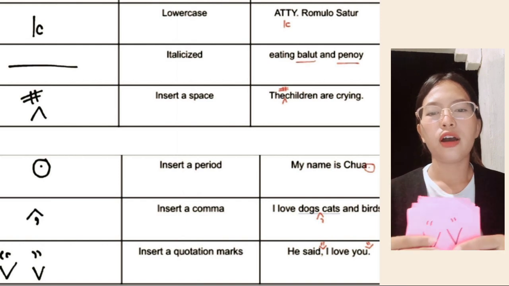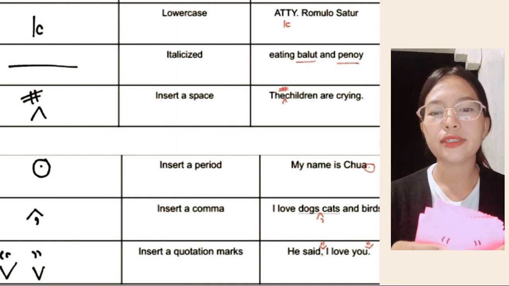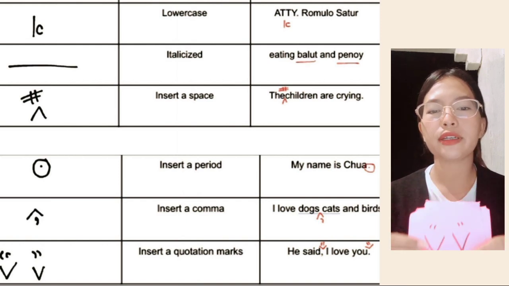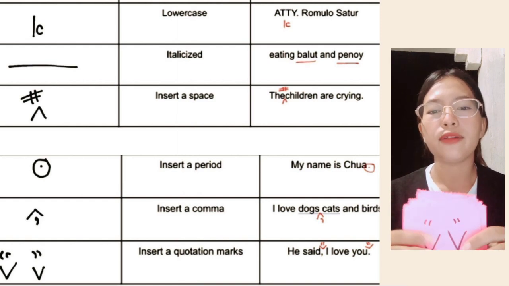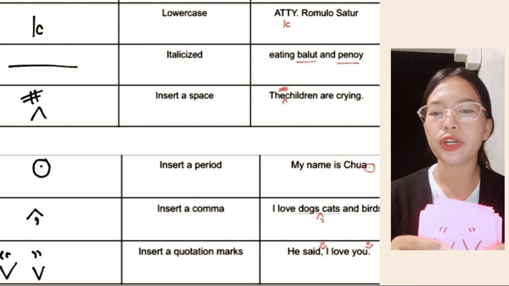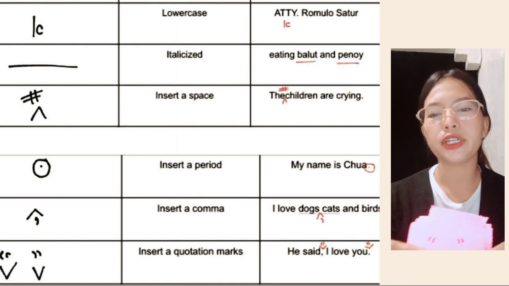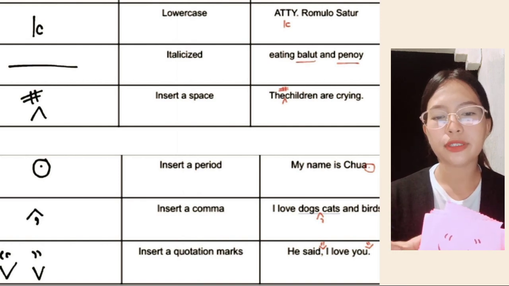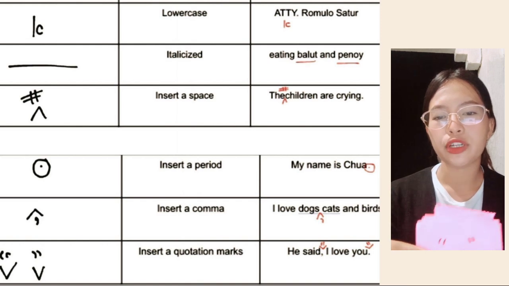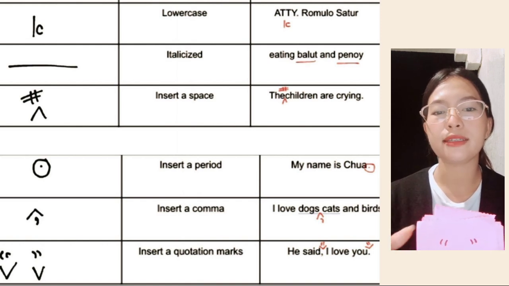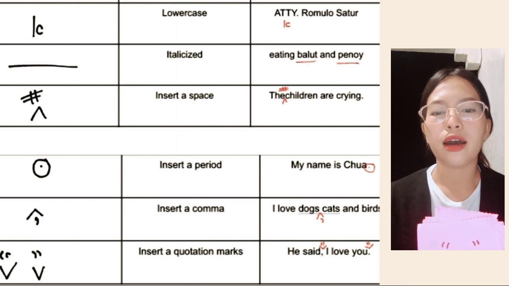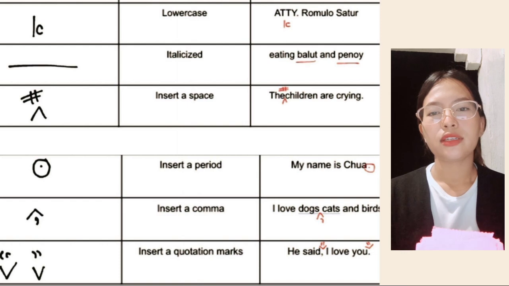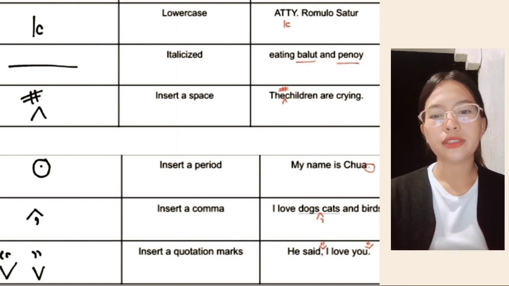So overall, proofreading symbols are marks used to correct errors in writing. They help fix mistakes like wrong word order, extra or missing letters, incorrect capitalization, missing punctuation, and spacing issues. So each symbol has a specific meaning to guide clear and accurate editing. So that's all of my part.